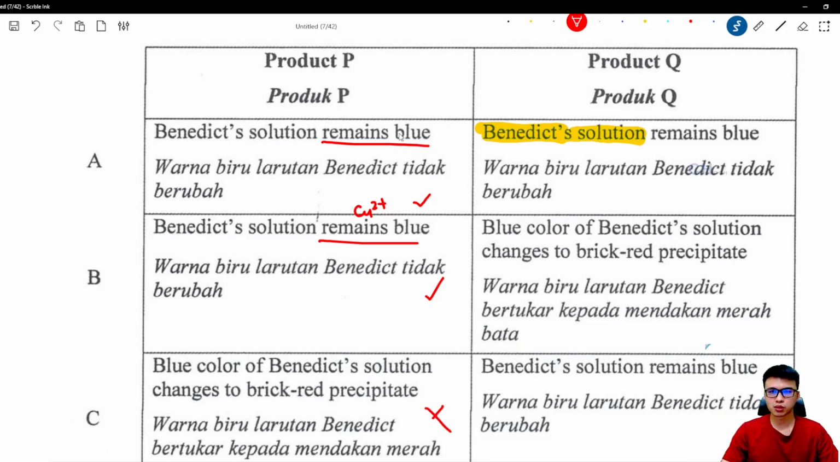Now, P will remain blue, but Q will give you the brick red precipitate. So B is the correct answer for question 5.